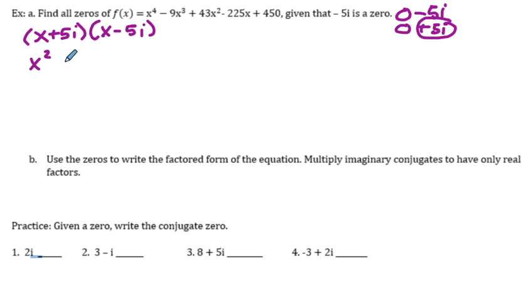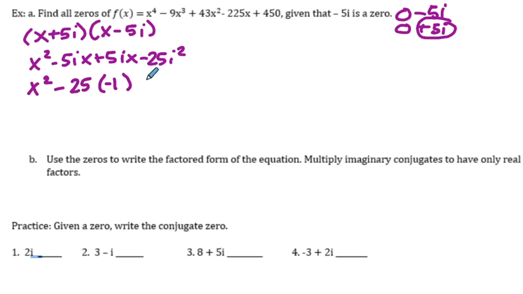I have x squared minus 5ix plus 5ix. And then I have 5i times negative 5i, so negative 25i squared. So these middle terms will cancel out. I have x squared minus 25i squared, and I can replace the i squared with negative 1. i squared is equal to negative 1. And then this simplifies to x squared plus 25. So I know that x squared plus 25 is a factor.